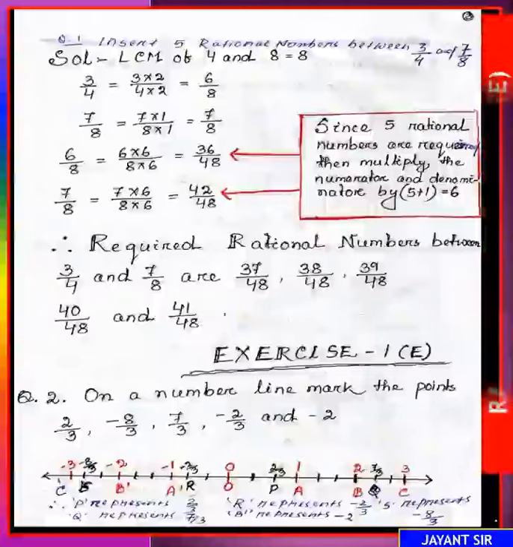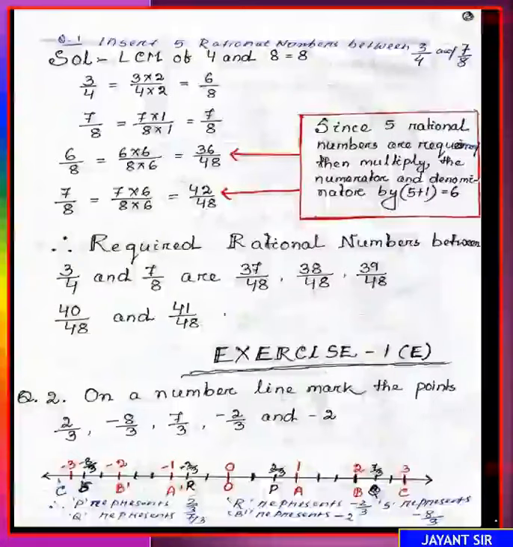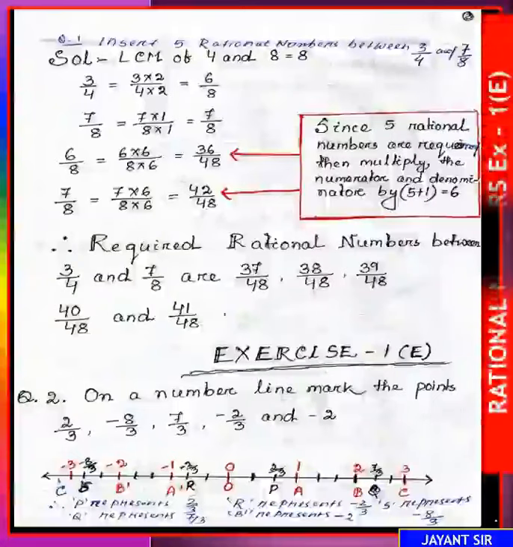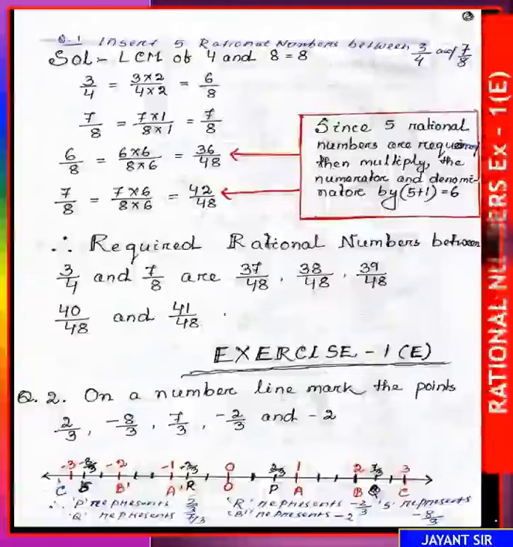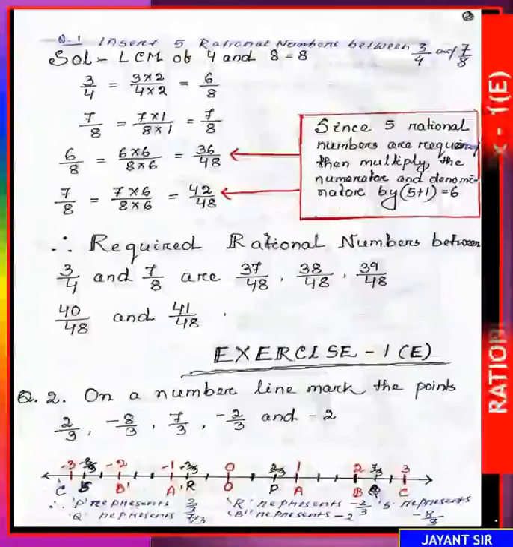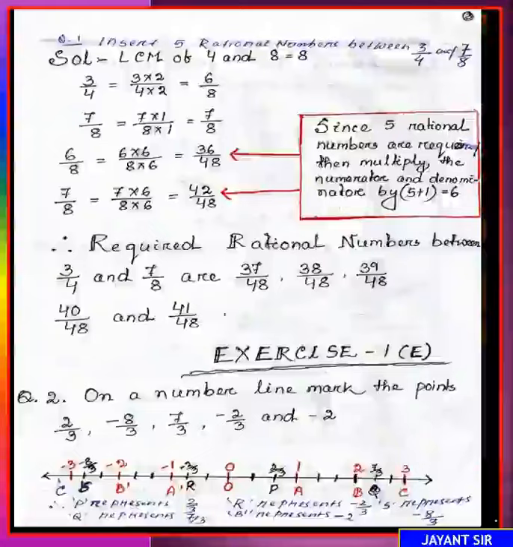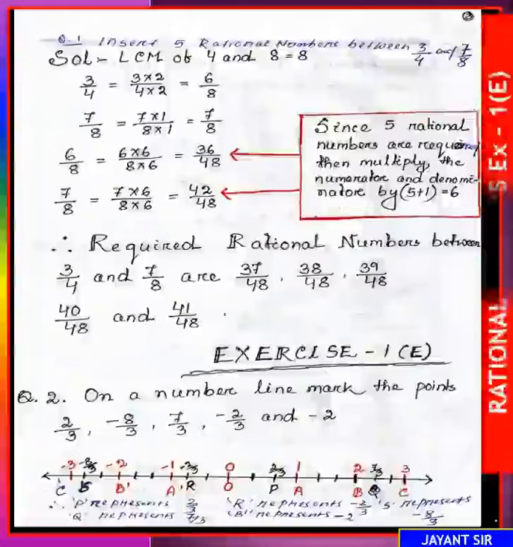In the same way, find the LCM of 6 and 9. Then 7 plus 1 equals 8. You multiply both the denominator and numerator by it and go on writing. Let's start exercise 1E. I am not doing question number 1 and question number 2.